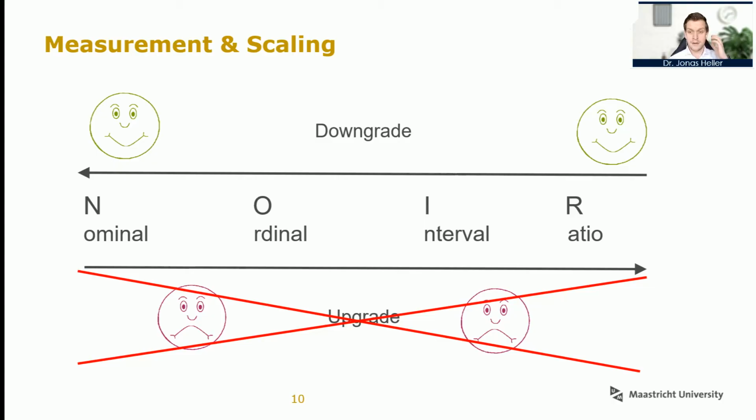Another important point, and I'll have an example about that on the next slide, is that you can always downgrade from ratio scale to interval to ordinal to nominal, or you can downgrade from interval to ordinal and so forth, but you can never upgrade scales. And this is particularly relevant because we see a lot of students making that mistake, collecting some data in the wrong scale and then later on having an issue of not having the correct data available to run their statistical tests.